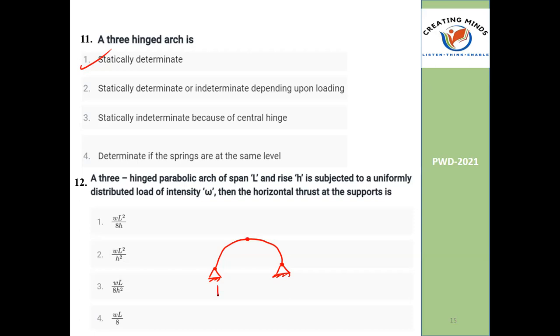Here a 3-hinged arch of length L and having a rise H is subjected to UDL of intensity W on the entire span. This is very important. Sometimes they will ask for half of the span, and then the answer changes. For this case, what is the answer? WL square by 8H. Good. You have to remember this horizontal thrust, WL square by 8H.